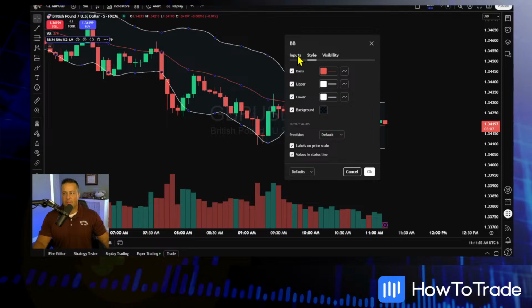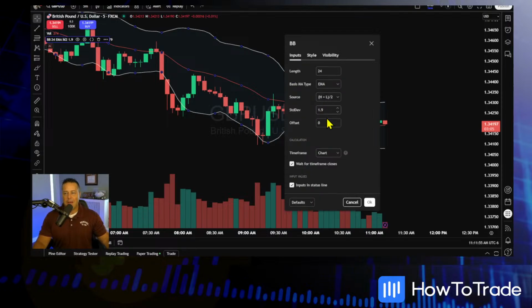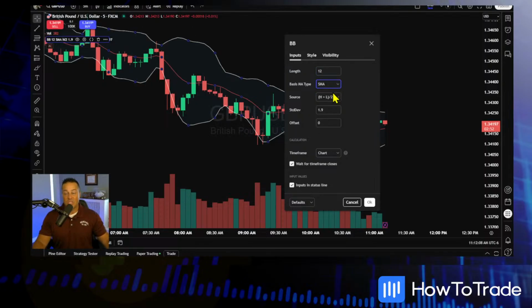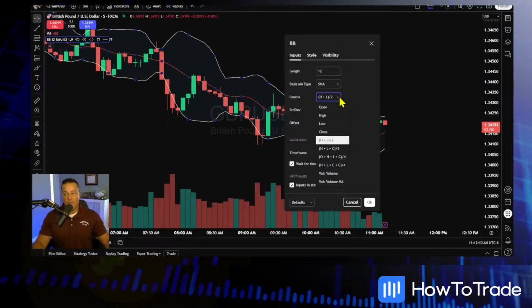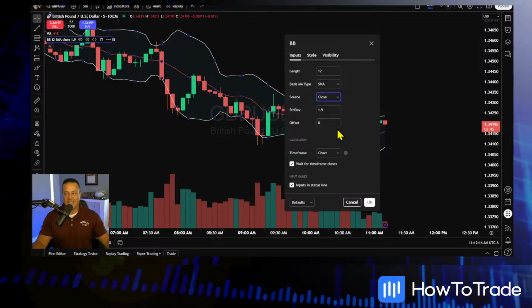Now, the inputs. You can see these are sort of my settings that I've got in my default settings for Bollinger Bands. I use different settings. Don't worry about it. For this strategy, we're going to go right there to 12. There's our 12. Basis is EMA. We're going to use a simple moving average for this one. Source, high, low, open, close. We're going to go on the close. That's the conventional way. Standard deviation, 2. That's it. Periodicity of 12.